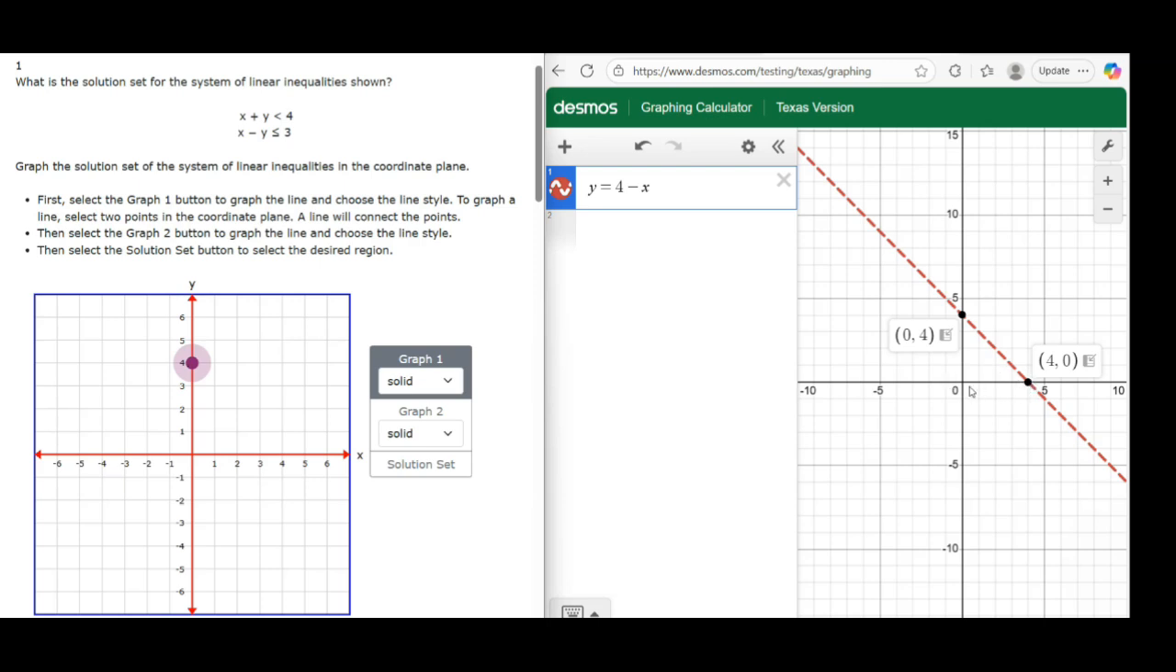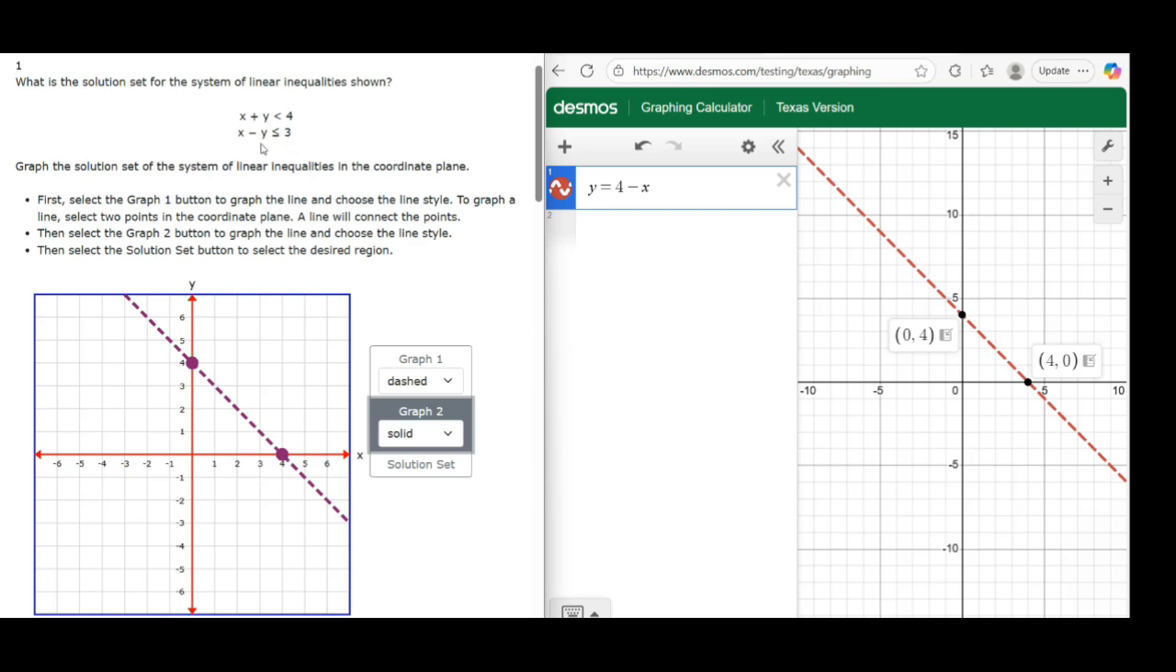Then I go to my second point, 4, 0. So when x is 4 and y is 0. And it draws the line for me. Now again, I've got to remember this needs to be dashed because it was missing the equal to. So I just go to dashed and there we go. Now I go to graph number 2. And I need to graph this one on Desmos to get my 2 good points.